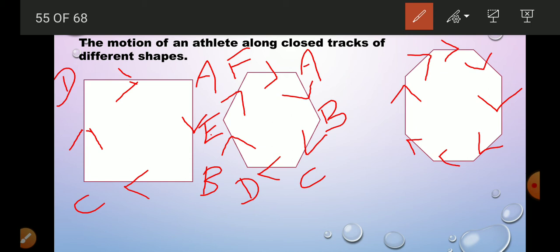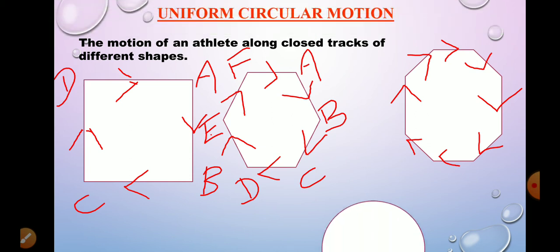So it is observed that as the number of sides of a track increases, the athlete has to take turns more and more often. What would happen as we go on increasing the number of sides indefinitely? You will notice that the shape of the track approaches the shape of a circle, and the length of each of the sides will decrease to a point.